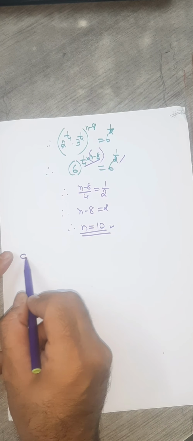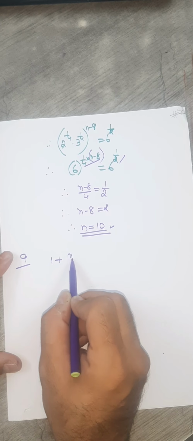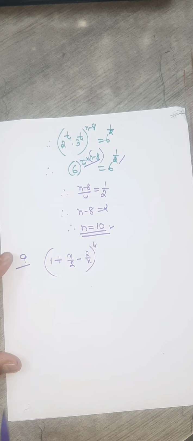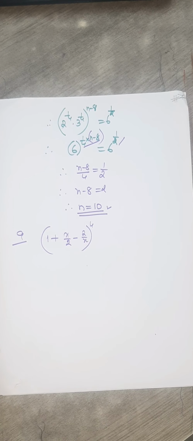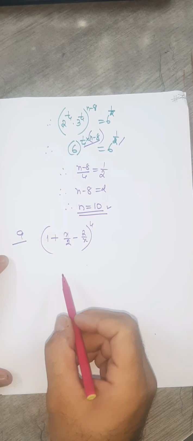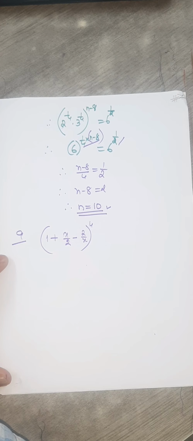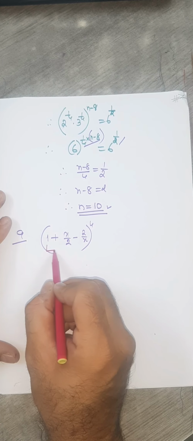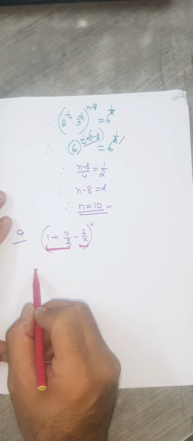Question number 9. You are given this expression, (1 plus x by 2 minus 2 by x) the whole raised to 4, and we want to expand this with the help of binomial theorem. Now this is actually a trinomial expression. There are 3 terms in this expression. So what we do, we consider just 1 as one term, and this as the second term, and we'll use the binomial theorem.